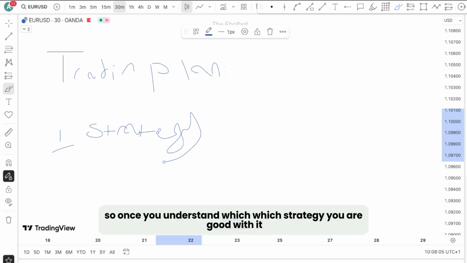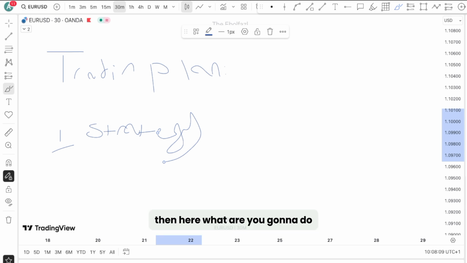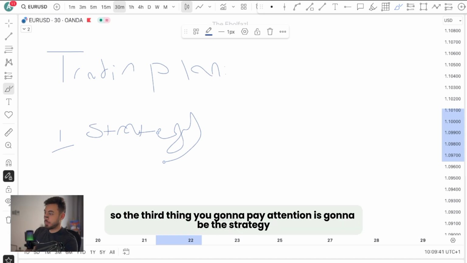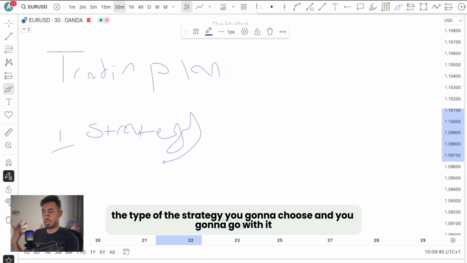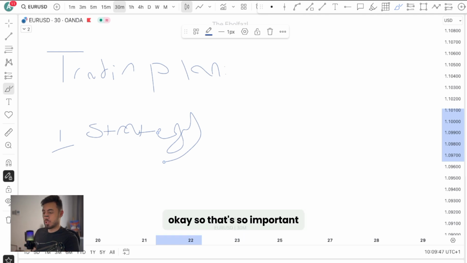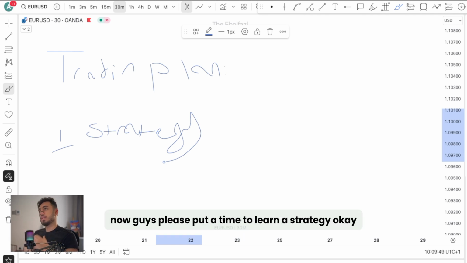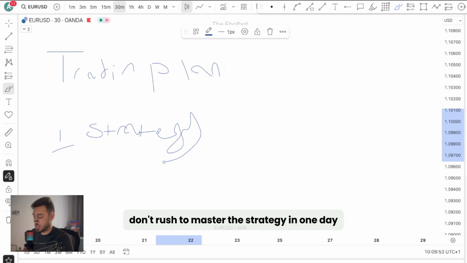Once you understand which strategy you are good with, you're going to learn the strategy on that side. The third thing to pay attention to is the type of strategy you're going to choose and go with. That's so important. Now, guys, please put in time to learn the strategy. Don't rush to master the strategy in one day.